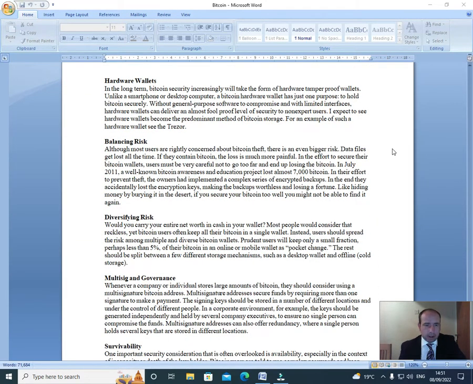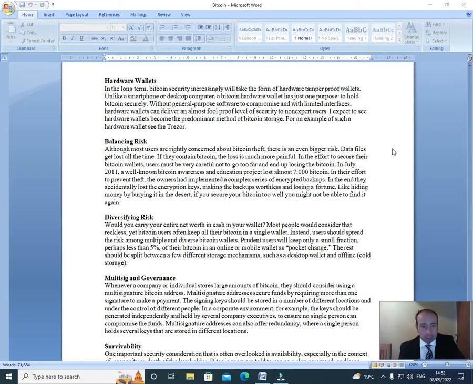Hardware wallets. In the long term, Bitcoin security increasingly will take the form of hardware tamper-proof wallets. Unlike a smartphone or desktop computer, a Bitcoin hardware wallet has just one purpose: to hold Bitcoin security. Without general purpose software to compromise and with limited interfaces, hardware wallets can deliver an almost foolproof level of security to non-expert users. I expect to see hardware wallets become the predominant method of Bitcoin storage. For example, see the Trezor.